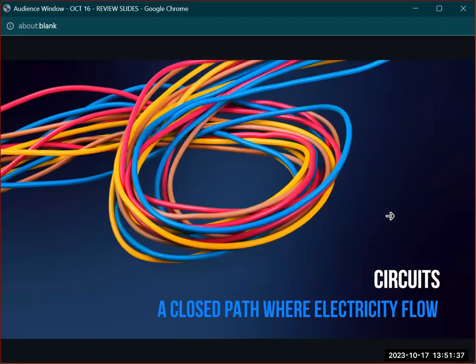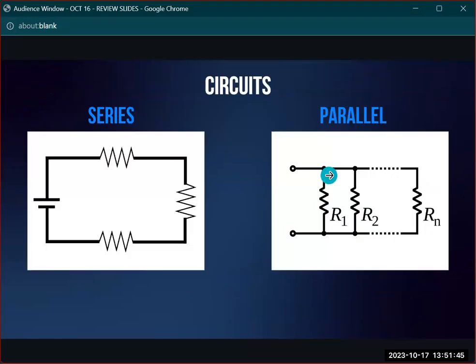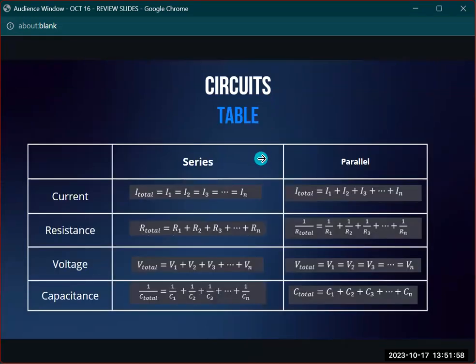And then we have circuits, closed wires where nagpa-flow dun yung current. They can be series or parallel or a mixture of both. Sa mga exam, a mixture of both ilalabas. Tulad ng in-example mo. Tapos, in a series, the current is equal throughout. Resistance and voltage, their total is just the sum of the individual parts. And the total capacitance has a reciprocal sum.